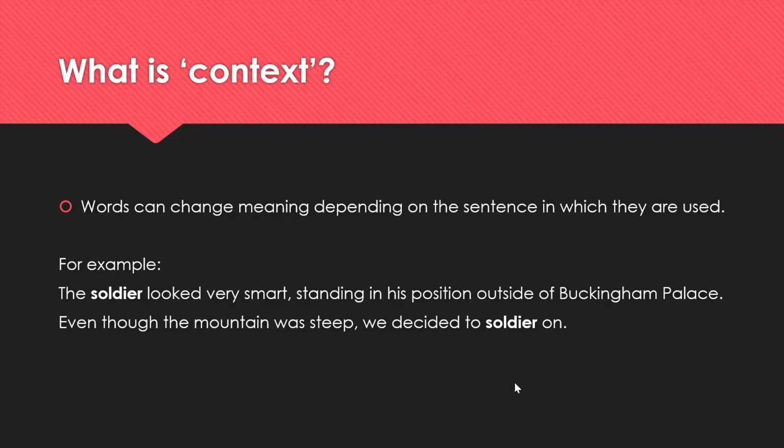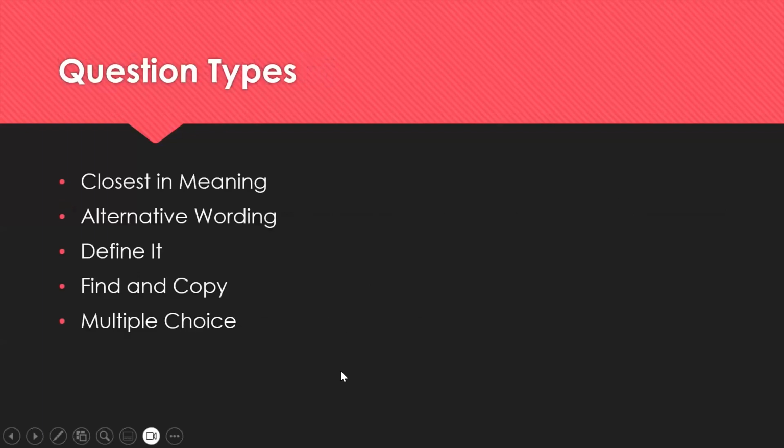So, sorry, let me just click through. We're going to try a range of different questions today. These are sort of how the vocabulary questions might look. There's sort of 5 types. So you've got questions that refer to closest in meaning. You're expected to find a word that is closest in meaning to the word you've been given. You have some questions which refer to alternative wording. I'm going to explain all of these in just a second. You've got define it questions, find and copy questions, and then multiple choice.